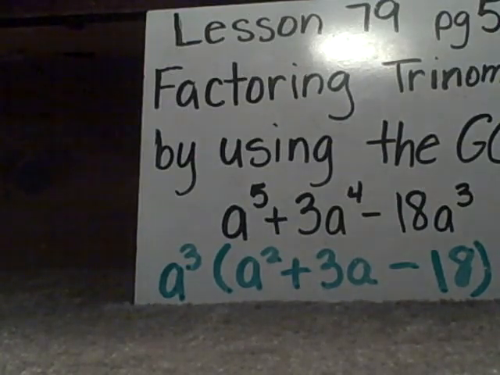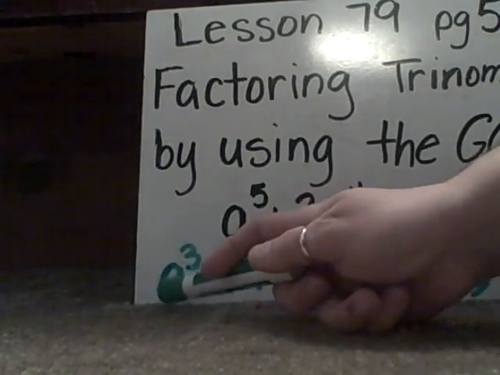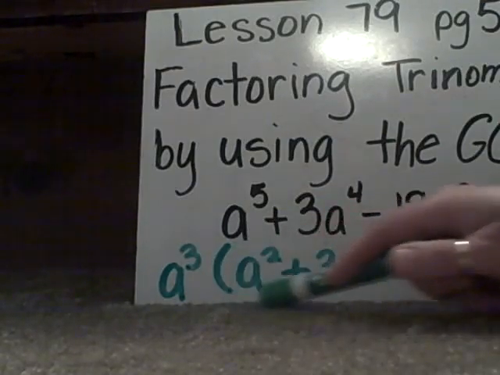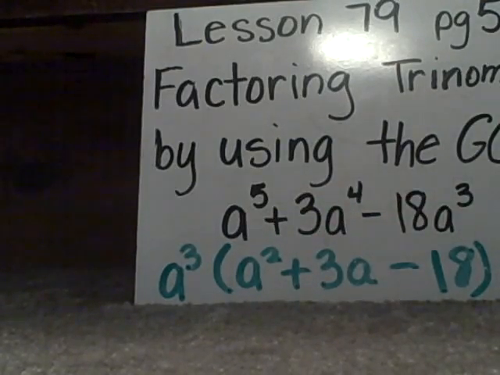Remember, the greatest common factor is what all three terms have in common. So we factor out the a to the third power, and in parentheses we put what's left after we factored it. The first term, there's two a's that are left after I factor out, so a to the second power is written. For my second term, what's left is 3a, and the third term, after the a cubed is factored out, what's left is 18.